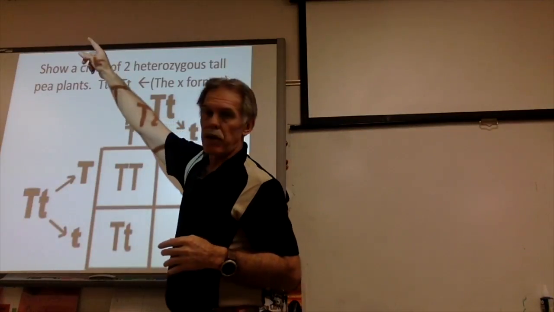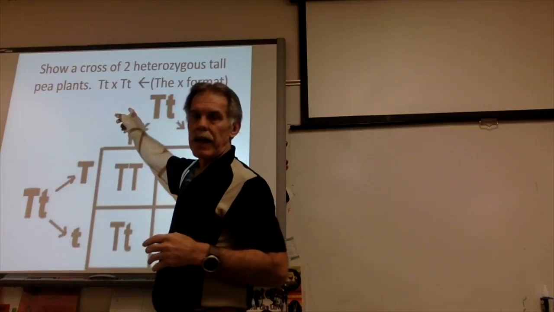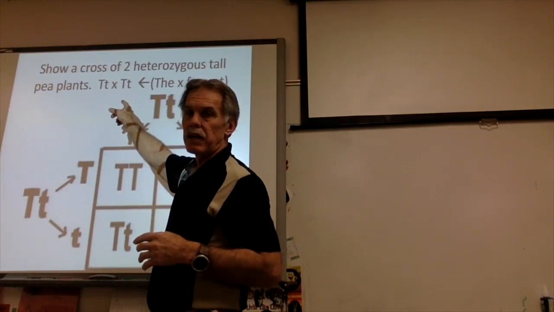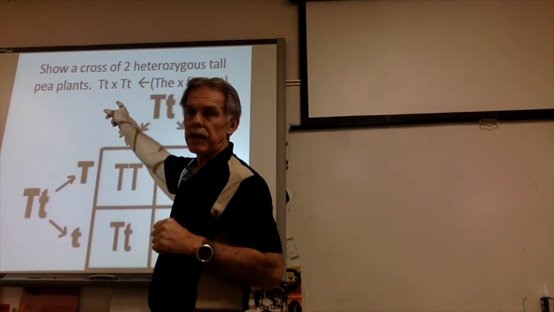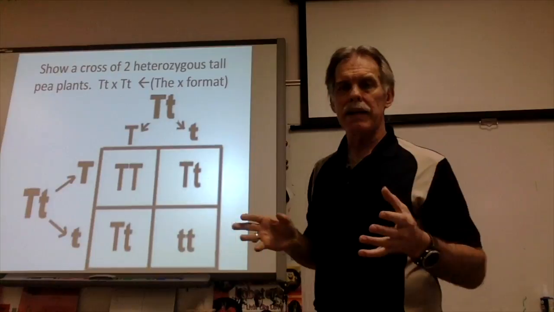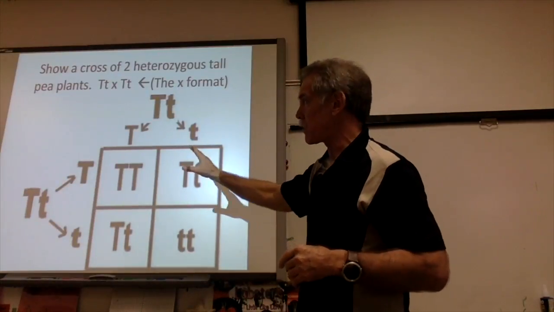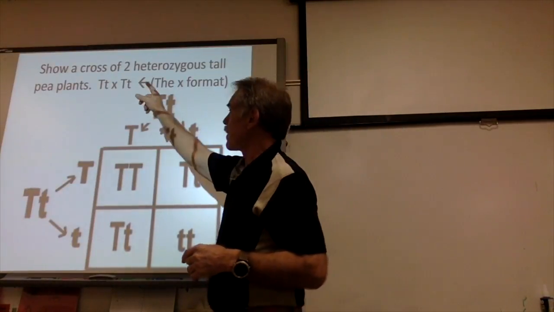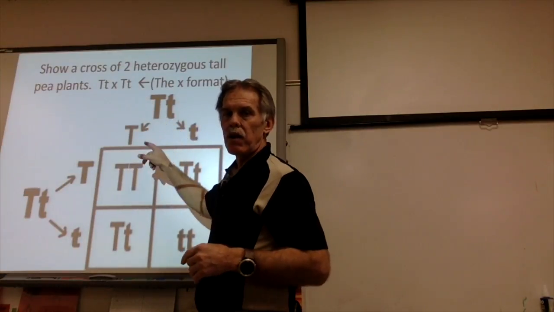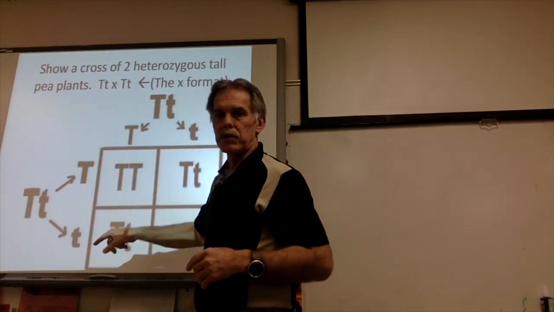Now, notice up here, we've got what we call the X format, the two parents, big T, little t, crossed with a big T, little t, two heterozygous tall parents. That's called the X format. It's a way that we could show it without a Punnett square. And you might be given this, and then you'll start and say, oh, well, this is how the Punnett square would look. One of the parents is here, and one of the parents is there.